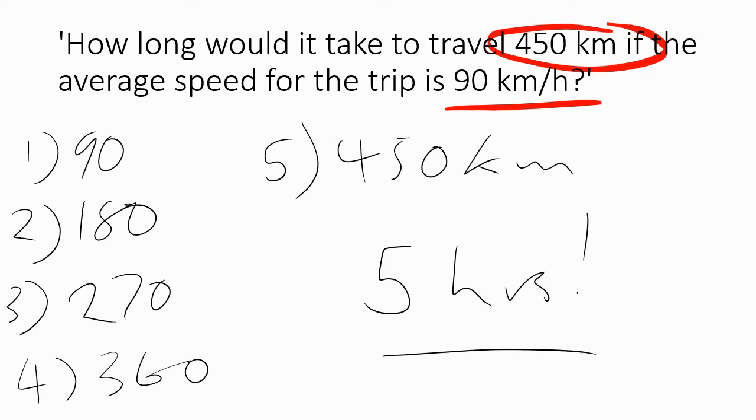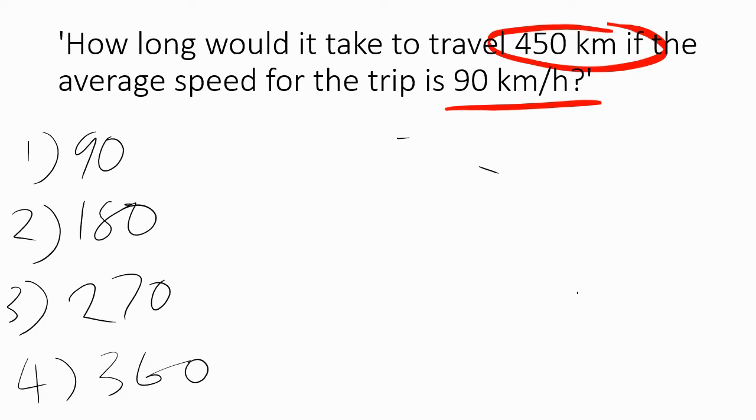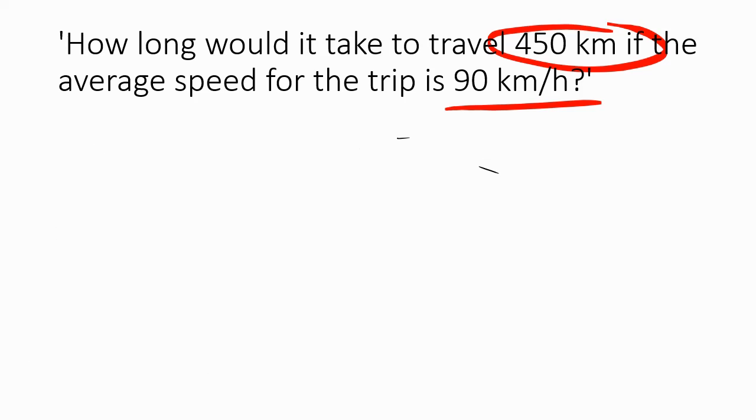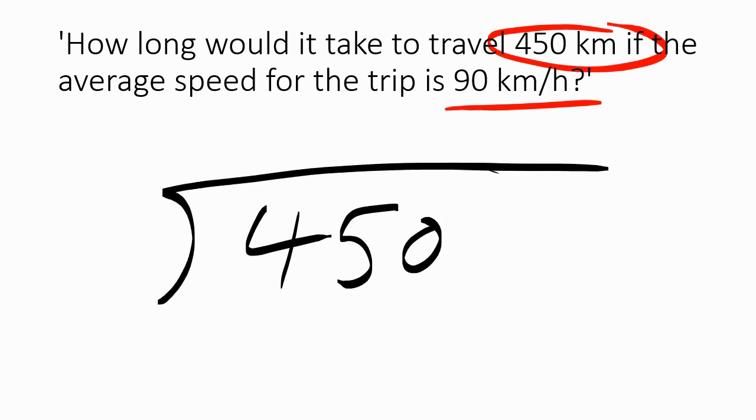You could have done it another way. Here's the other way you could have done it. You could have gone like this. And this is probably a slightly more advanced and a quicker way. You could have gone, I'll just change pens. You could have gone 450, right, divided by 90. That's 450 kilometers divided by 90 kilometers per hour.